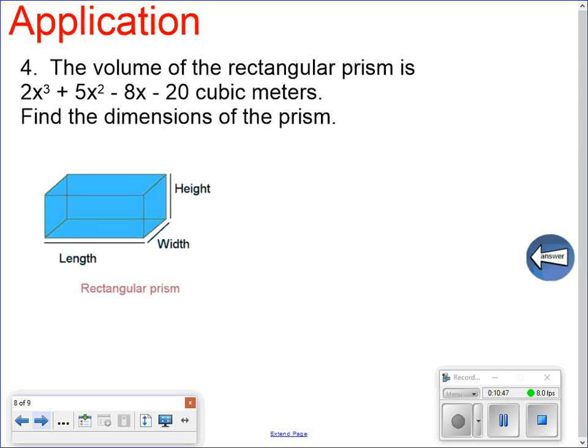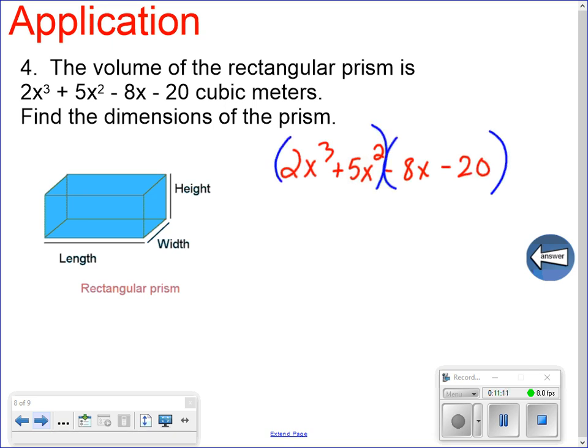On 4, we have the volume of a rectangular prism is the polynomial that's shown. We want to find the dimensions. The dimensions are length times width times height, so they would be the factors of this polynomial. Because there are 4 terms here, we're going to factor this by grouping. So remember, anytime we have 4 or more terms, we factor by grouping. So I'm going to group the first 2 terms together, and group the last 2 terms together. I could group them differently. I'll still end up with the same answer.